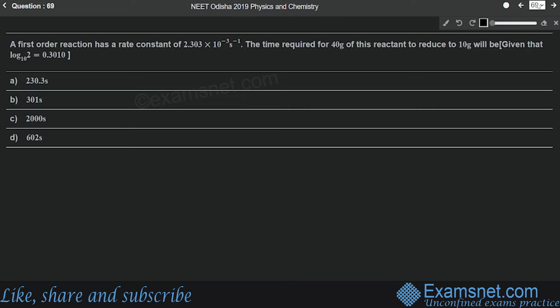Now question number 69 is from the chapter Chemical Kinetics, and the question is, a first order reaction has a rate constant of 2.303 into 10 to the power minus 3 per second. The time required for 40 grams of this reactant to reduce to 10 gram will be, given that log 2 is 0.3010. Okay, so we know that for a first order reaction, T half, that means half life, is given as ln2 divided by k. Okay, ln2 will be equal to 0.693 and k is the rate constant.